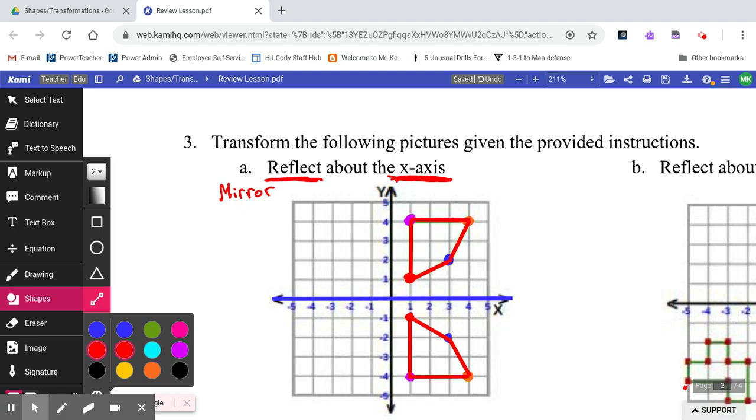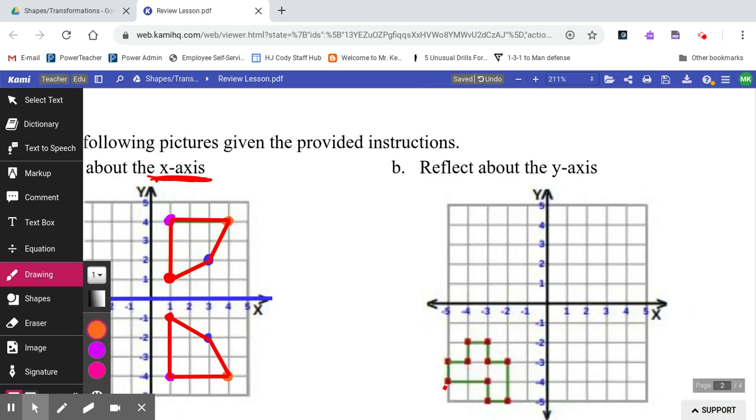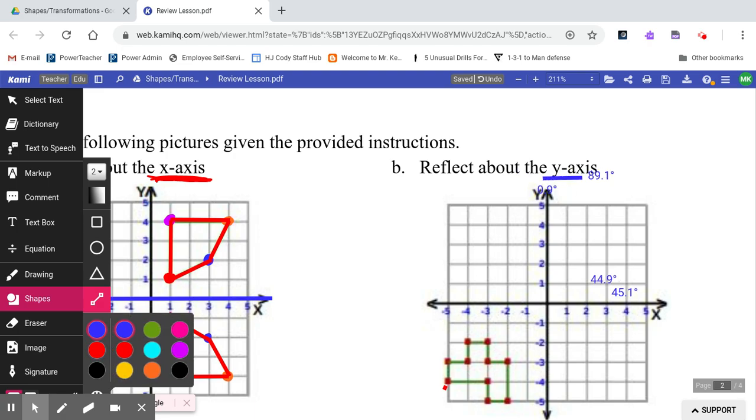If you want to try B by yourself, I welcome you to go ahead and make sure you read these questions though, because this question is being reflected about the y-axis. That means you need to flip it onto the other side of this.